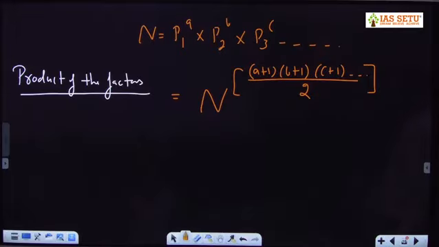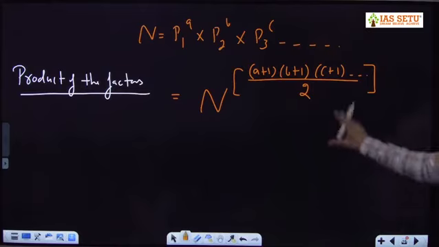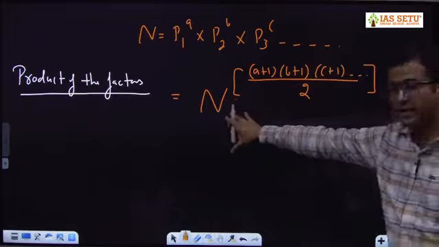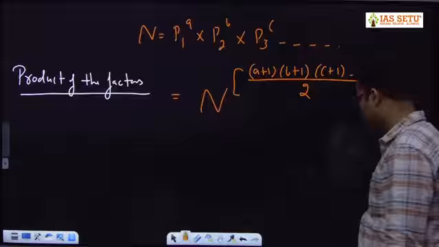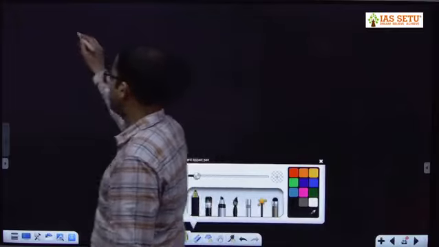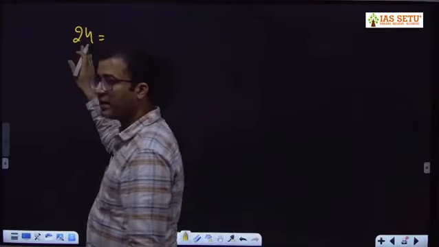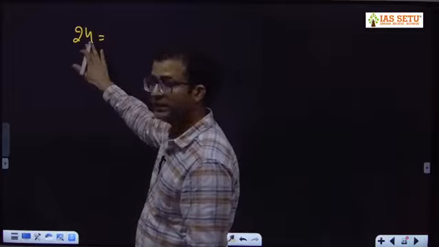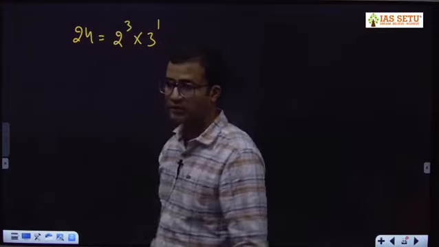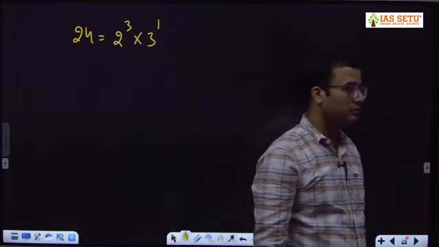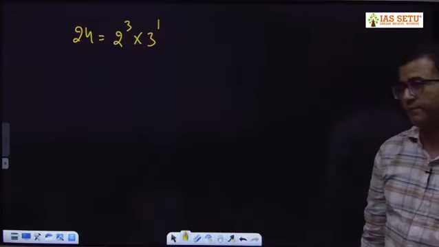N to power (A plus 1 into B plus 1 into C plus 1) divided by 2. This is the power and it is number N. We are using N also here, so the number is used. I solve 2 questions. Question is 24, and we have done it n number of times, so I write the prime form directly: 24 is 2 to power 3 into 3 to power 1.